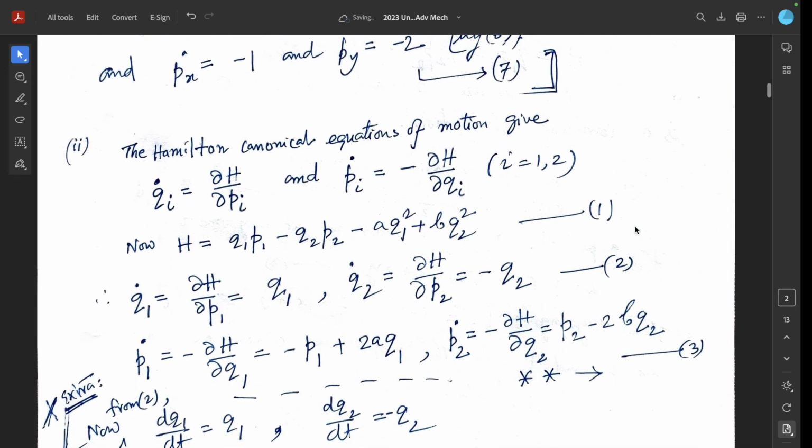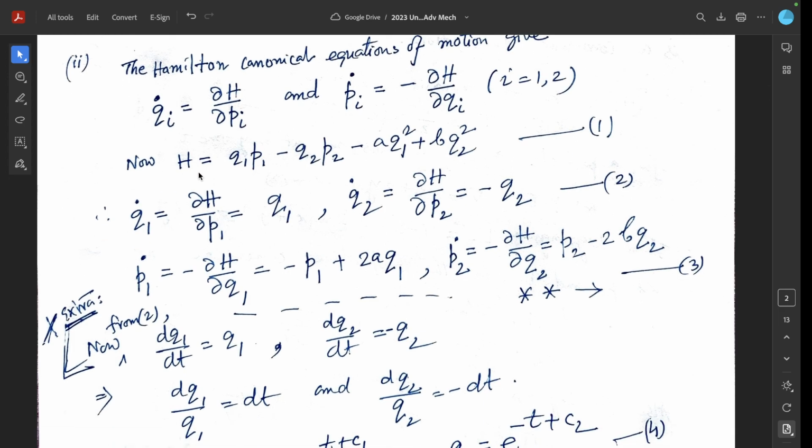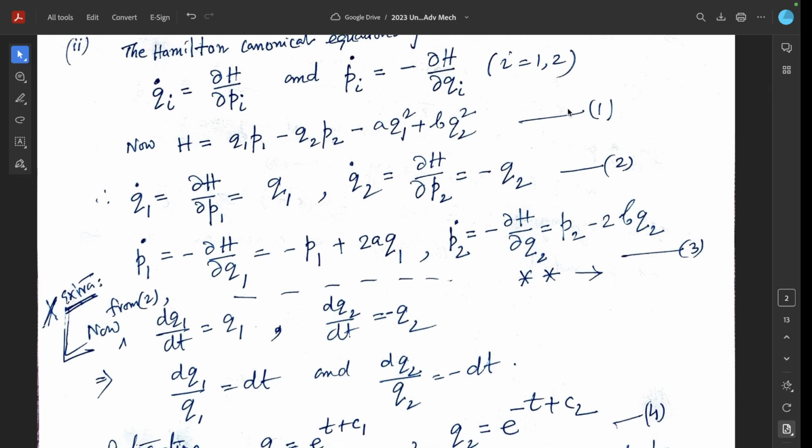Next question, part 2. Hamilton's canonical equations of motion are given by qi dot equals del H by del pi and pi dot equals minus del H by del qi, i equal to 1, 2. H equals q1 p1 minus q2 p2 minus a q1 square plus b q2 square. This is equation 1. And q1 dot equals del H by del p1, so with respect to p1 this gives q1, and q2 dot equals del H by del p2, so this gives minus q2, equation 2.